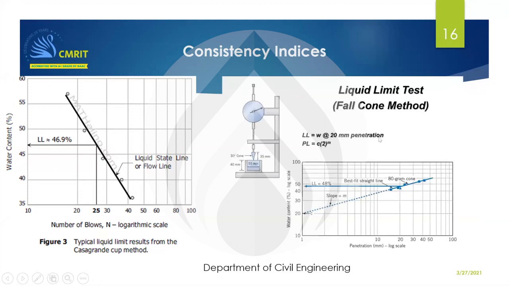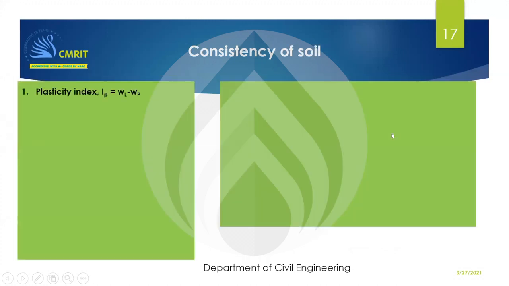And similarly, for the liquid limit, we have something called the fall cone method. So we can determine the liquid limit either by this procedure or by means of the cone penetrometer method. The cone penetrometer method is also the same. Only thing is, here we make the cone penetrate into the soil and we note down the penetration versus water content, and the water content corresponding to 20 mm penetration is what we consider as the liquid limit.